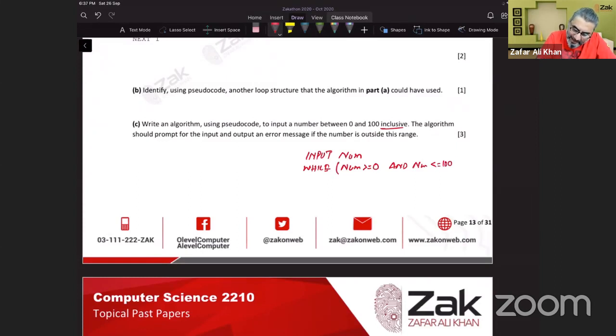So this is a range. If it is 10, 10 is greater than or equal to 0 and also less than or equal to 100. So both conditions are fulfilled, so this loop will work. The algorithm should prompt for the input and output error messages. Now it is asking for the prompt. So if they ask for a prompt, you first put a prompt on the screen that says enter a number.